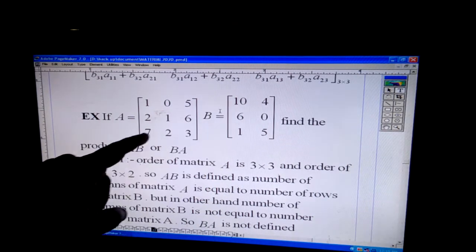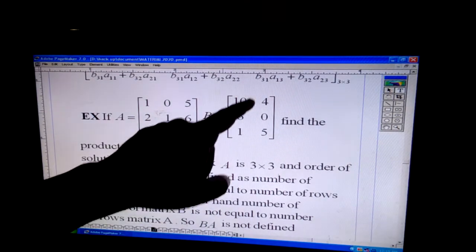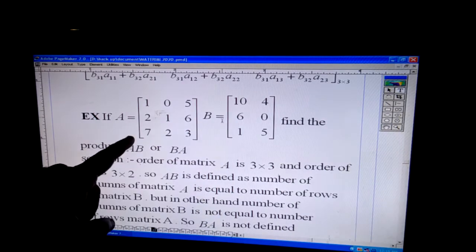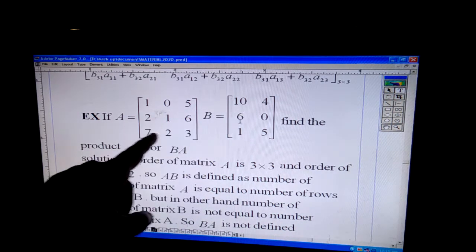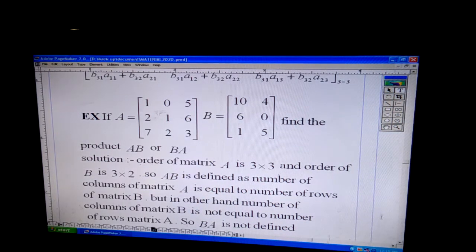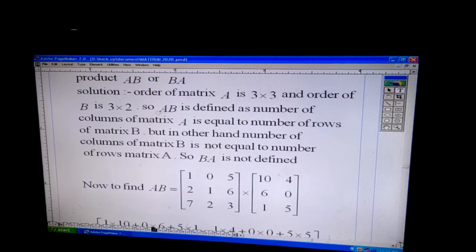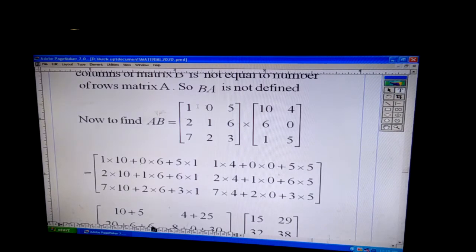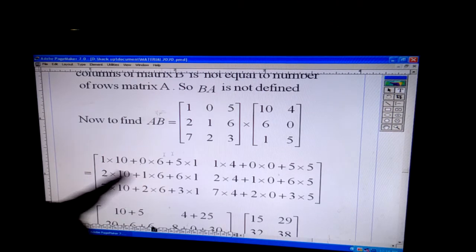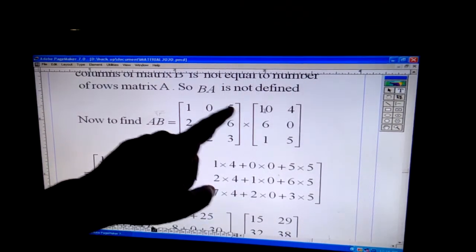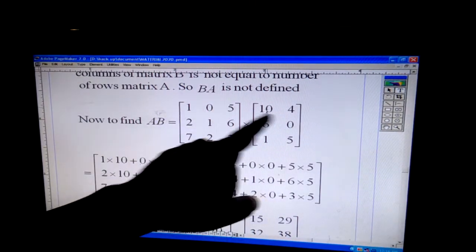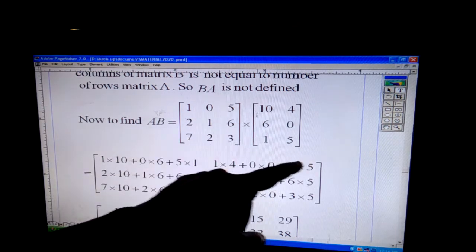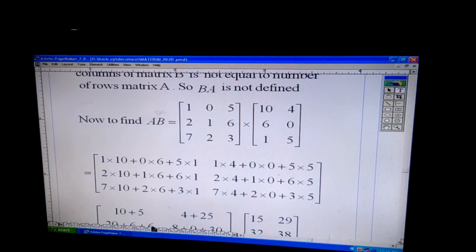Third row first column: 7 into 10, 2 into 6, 3 into 1. Third row second column: 7 into 4, plus 2 into 0 plus 3 into 5. Here matrix multiplication you can do in this way: 1 into 10, 0 into 6, 5 into 1. These three will be added. 1 into 4 for first row second column, 0 into 0, 5 into 5. In this way you can multiply the two matrices.